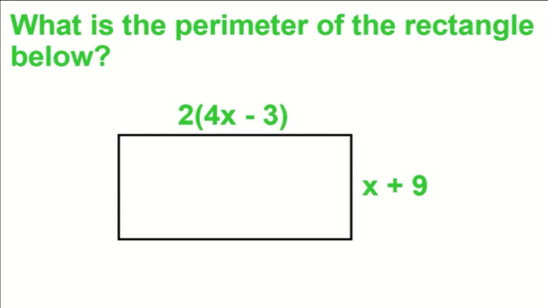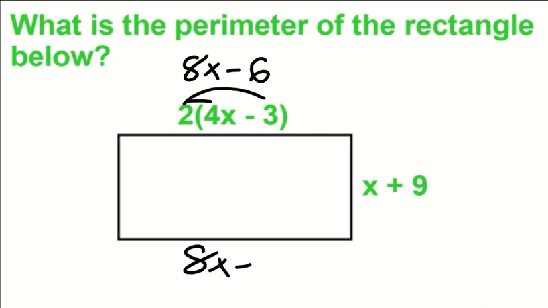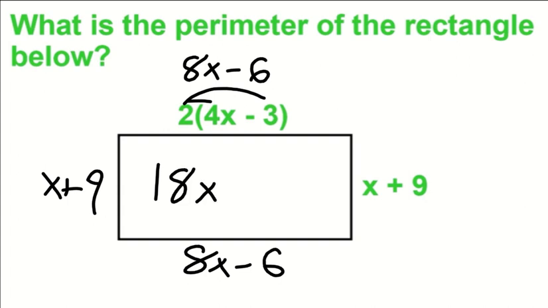So the first thing you need to do, you need to distribute. So the 2 is going to get multiplied by each part on the inside. So we'd have 8x minus 6. That means the bottom here, also 8x minus 6. Left side here, x plus 9. So now we combine our like terms. Add up all our variables. 8 plus 8 is 16, plus 1 makes 18x.